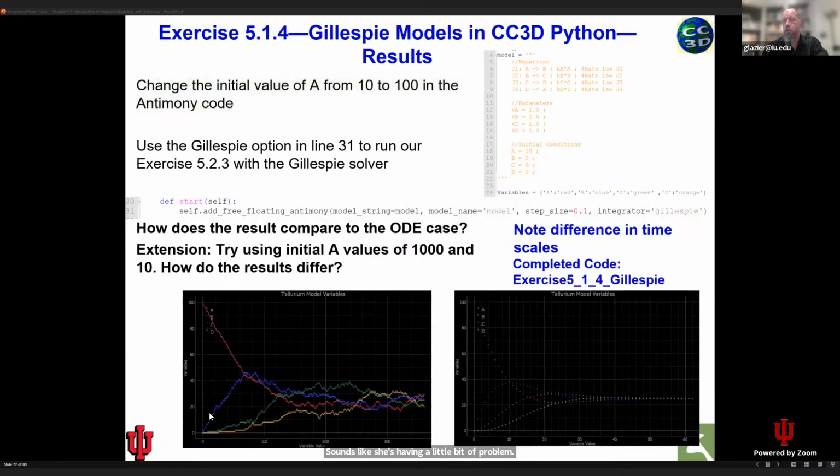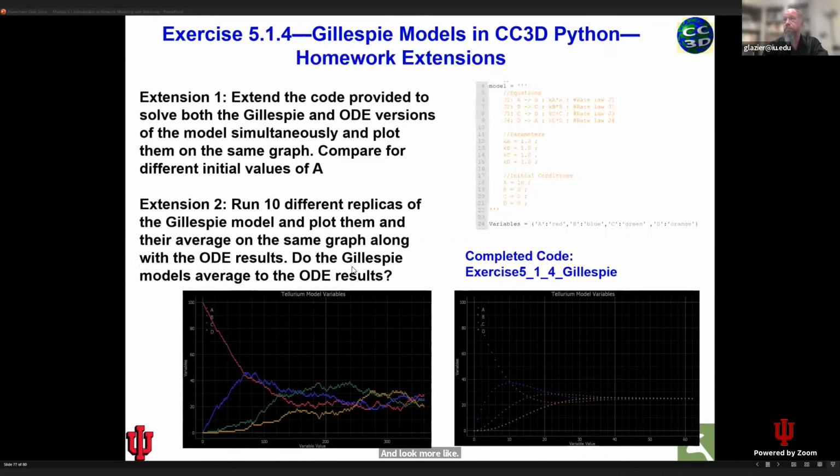All right, so you should have gotten something that looks like this. As you make the initial number of A smaller, the thing will get noisier. As you make A larger, it'll get smoother and look more like the ODE system plus noise, as Omar was just saying. All right. If you want to extend it, there's a lot you can do here.